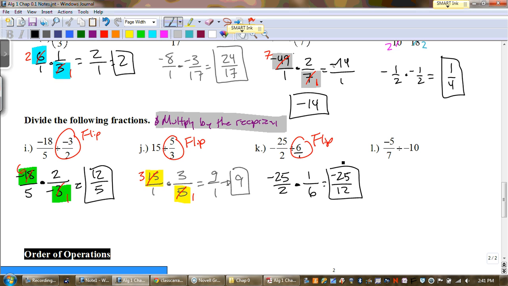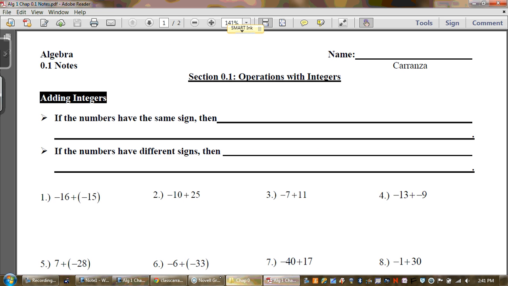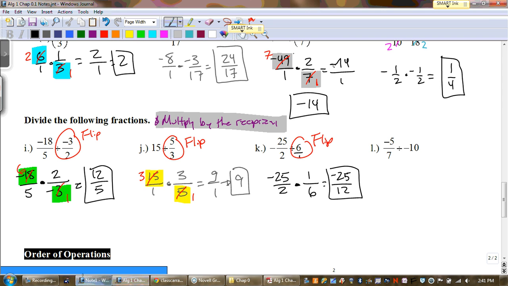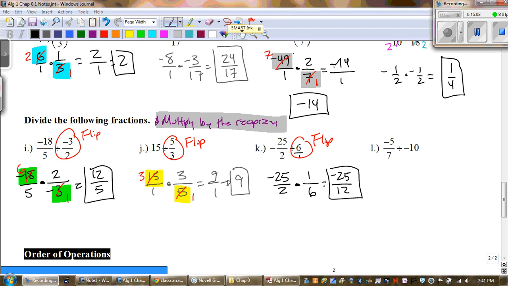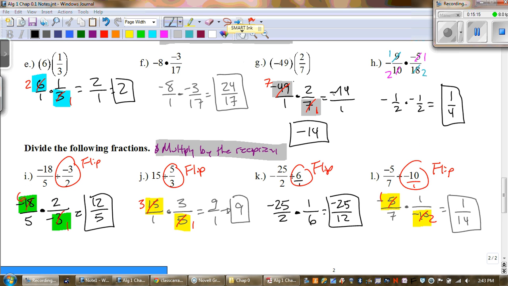Why don't you guys try L all by yourself? Whoops. Let's go back to, there it is, and pause it, and good luck. Okay, so there's the answer. You got to flip it, so it goes to 1 over negative 10. Multiply both of those, and you're multiplying two negatives, so when you multiply two negatives, it turns into a positive.